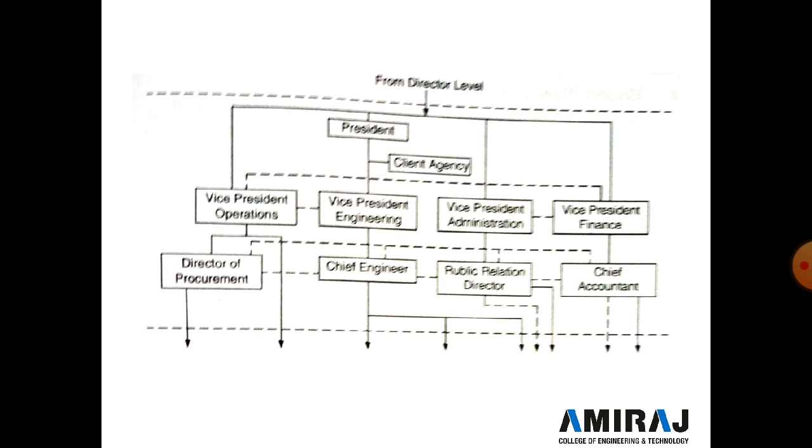See this figure, in which you can exactly see the president level position. Below the director level the president level is there, and below the president level the client agency is there. The president engineering and chief engineering are below the main president, and from the director level the vice president operation, vice president engineering, vice president administration and vice president finance are also in direct contact with the director level. Below all the vice presidents are the chief engineer, public relation director and chief accountant, so all the officers are below the vice presidents, and all the vice presidents are below the main president level.